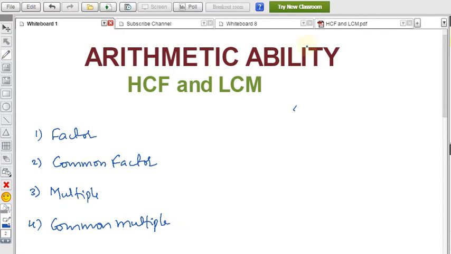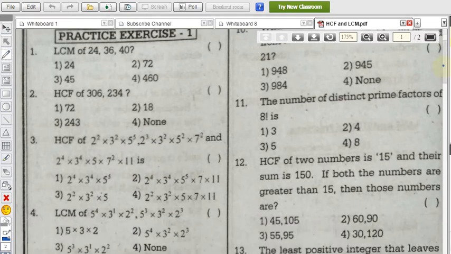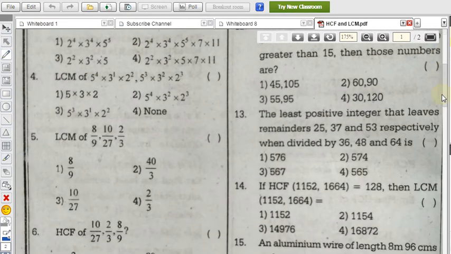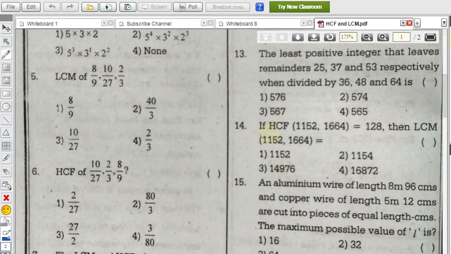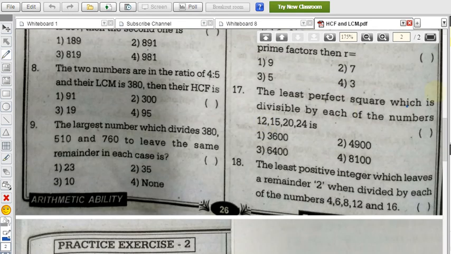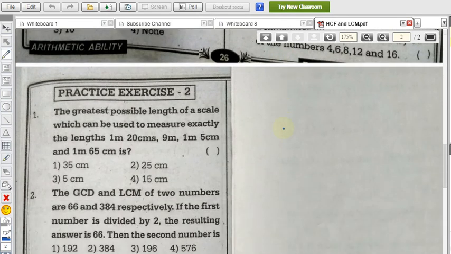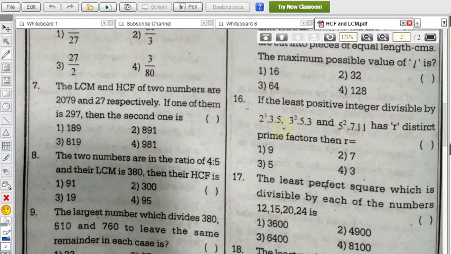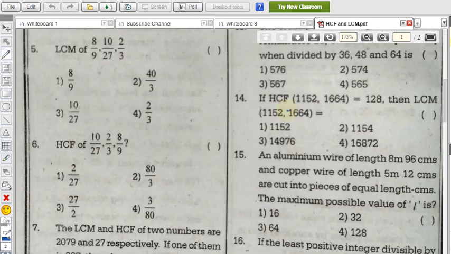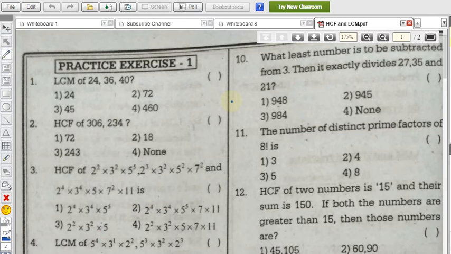competitive exams. I'll show you one paper. After discussing the complete topic, I'll explain you this model paper also. In this example paper, let us discuss word problems and some practice exercises too. Practice exercise 1 and exercise 2 will be helpful for any type of exams. There are no other questions on HCF and LCM apart from what I am discussing here.